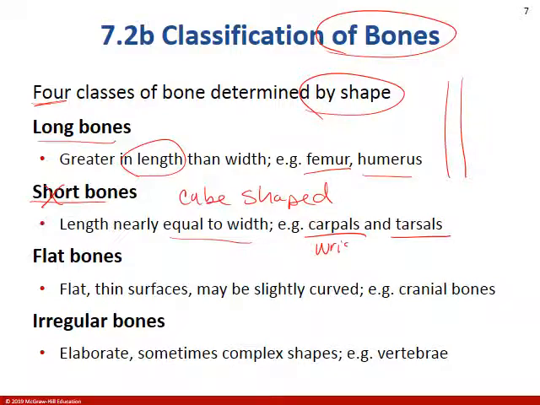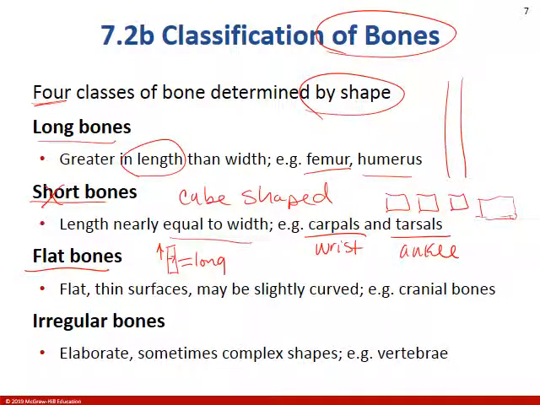So carpals are wrist bones, right? And tarsals are ankle bones. So they're kind of these cube-shaped bones, and some might be a little irregular and have different kind of structures, but overall, they're more of a cube-shaped. Do not think that finger bones, phalanx, phalanges, they are not short bones. So if you see a finger phalange and it looks like this, even though it's really small, it's a long bone because it is longer than it is wide.